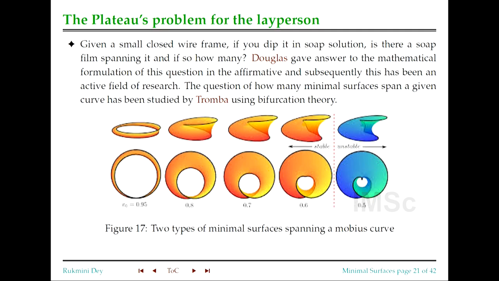So here I was telling you about the Mobius strip. You have a Mobius curve, you dip it in soap solution, and you can get these kinds of surfaces. This is one type, this is a second type. I don't know if you have played with wireframes and soap solutions. If you dip a wireframe in soap solution, you may not get a unique soap film spanning it. There could be various soap films spanning it.